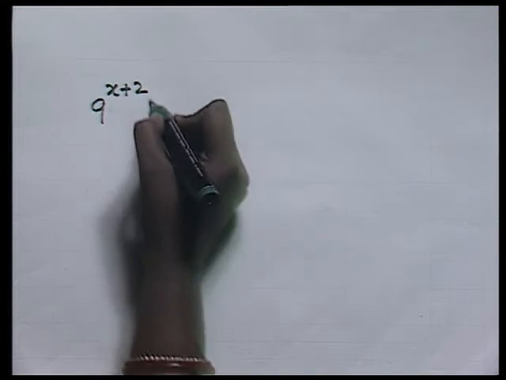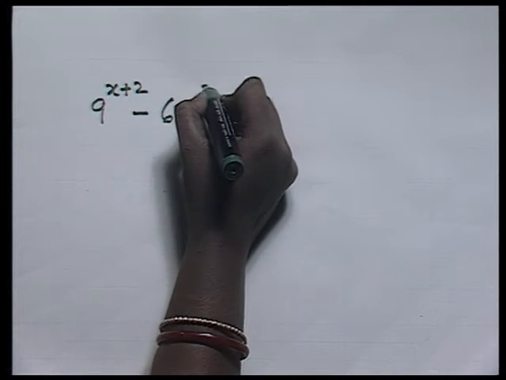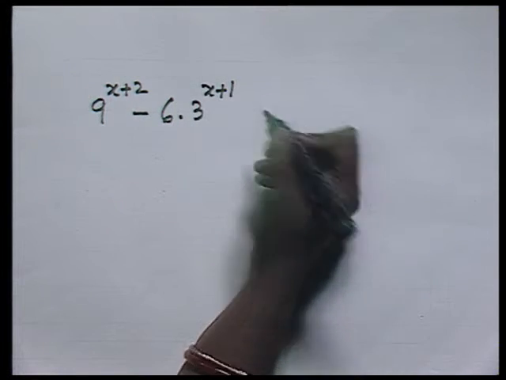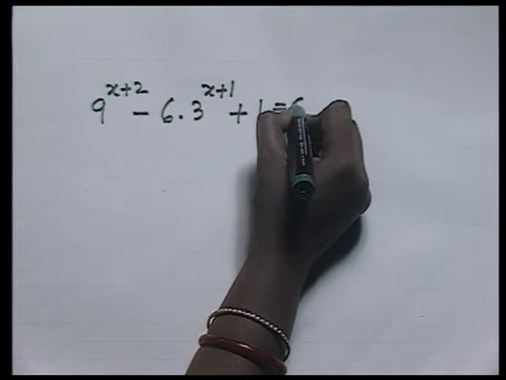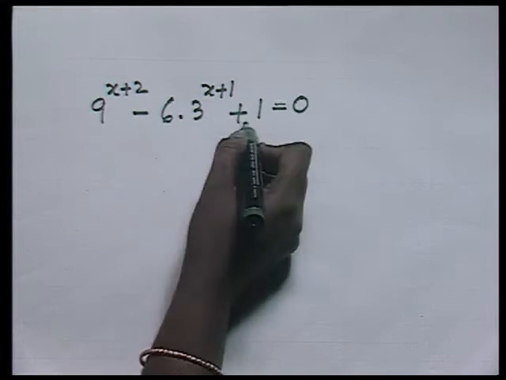Now, look at another important type of equation. 9 raised to the power x plus 2 minus 6 times 3 raised to the power x plus 1 plus 1 equal to 0. Now, observe this equation carefully. Is it a quadratic equation? No, again it is not a quadratic equation. But can we reduce this equation to quadratic form? Let us see. Let us simplify this equation.